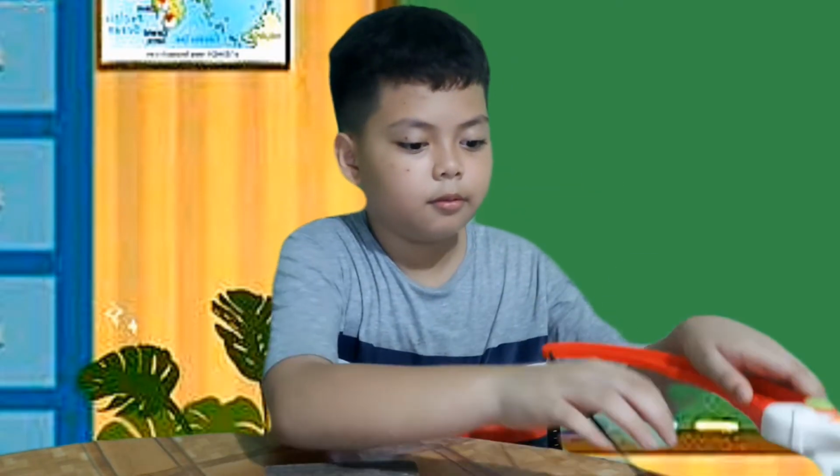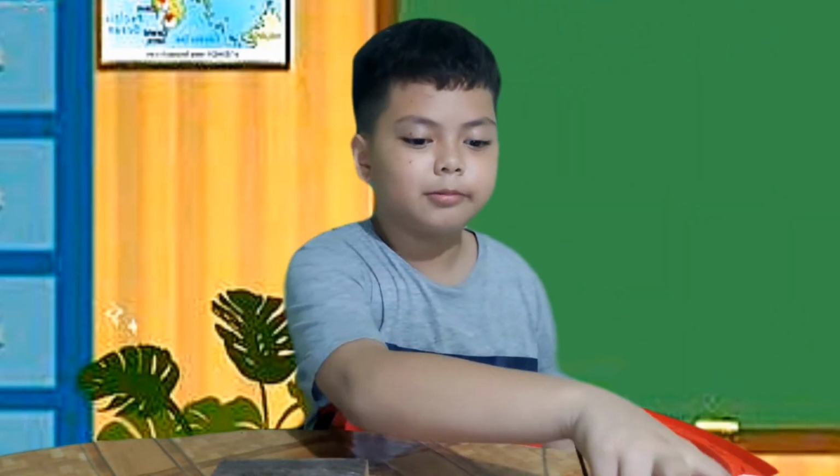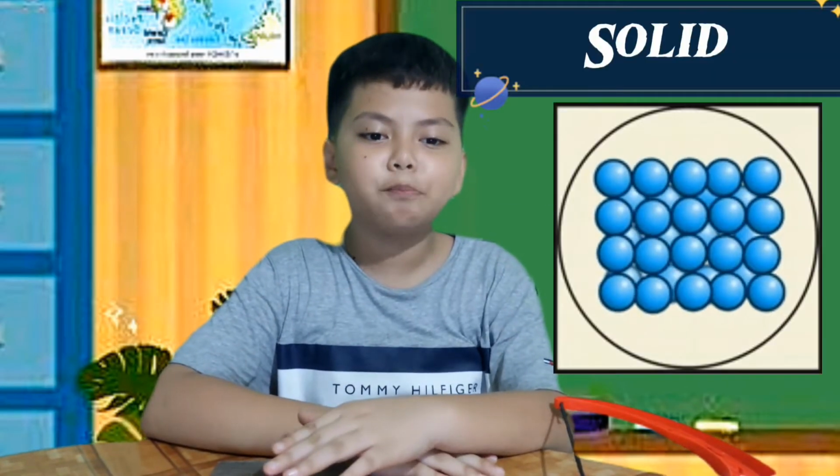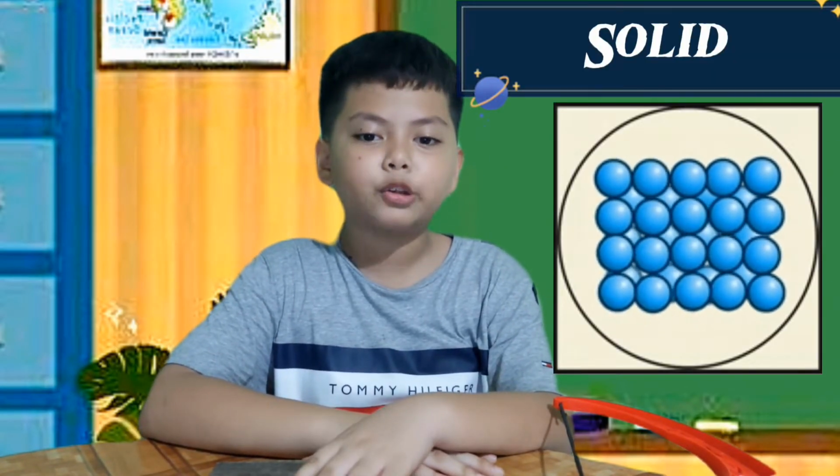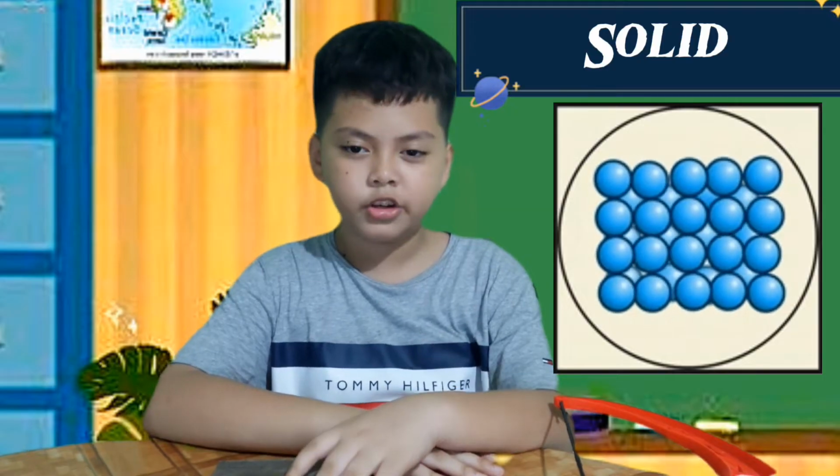Let's explore solids with different examples. Here, I have a small wooden block. This wooden block is a solid. Solids can be made of different materials like wood, metal, plastic, or even rocks. What's important is that solids have particles that are tightly packed together and don't move around much.